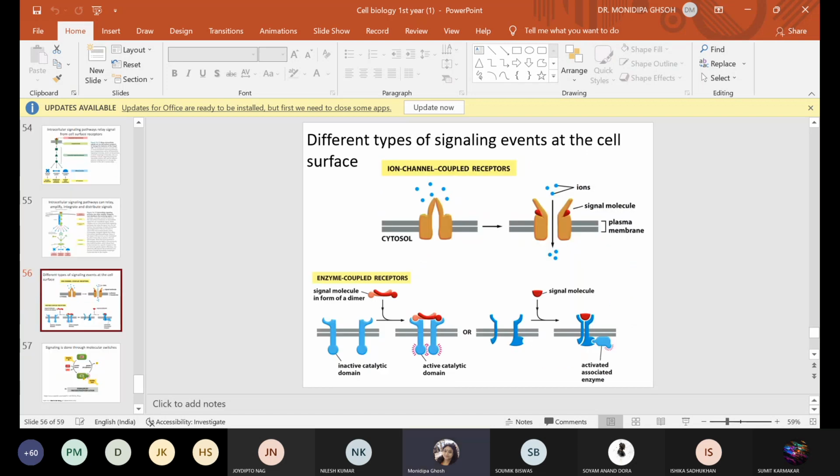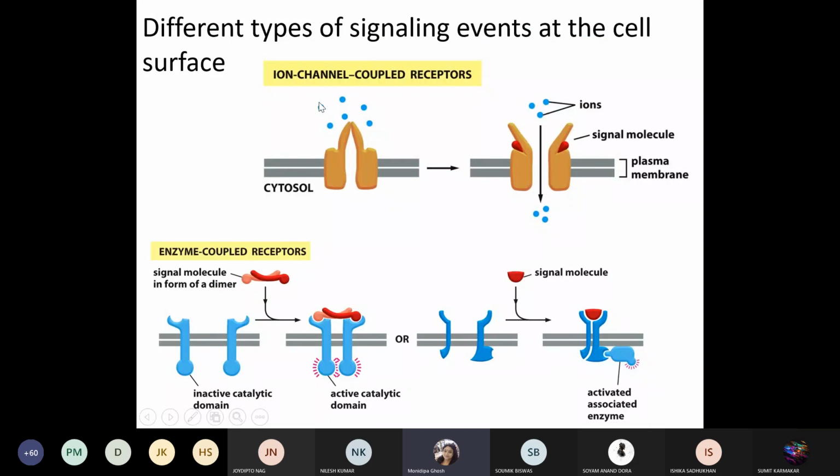Now, the different types of signaling events at the cell surface. The ion channel: there are different types of cell surface receptor, very important. Many times questions are given asking what the different types of receptor are, and how a specific receptor functions.